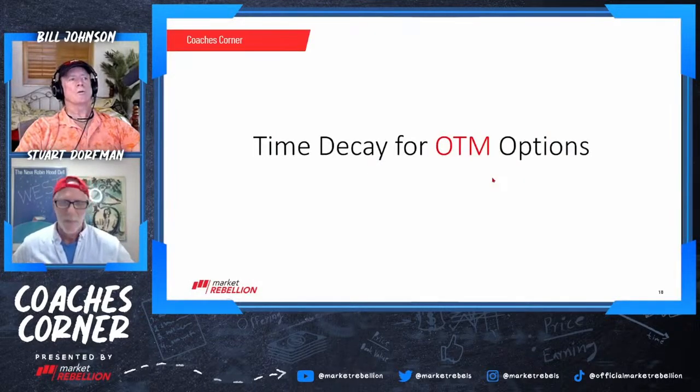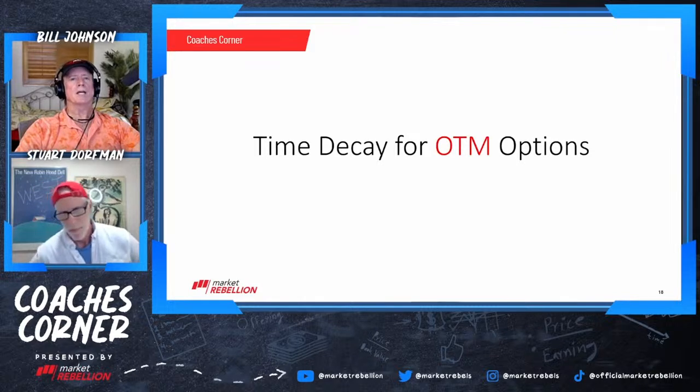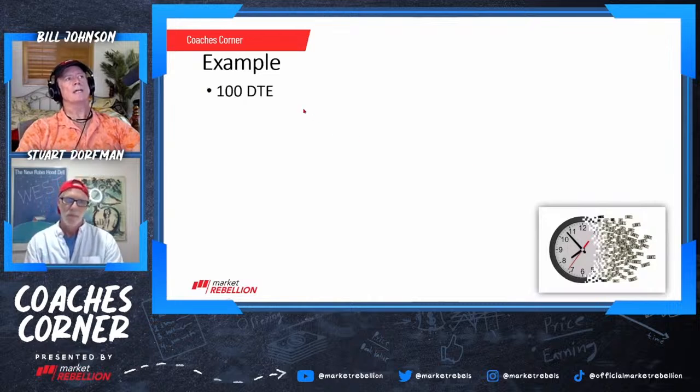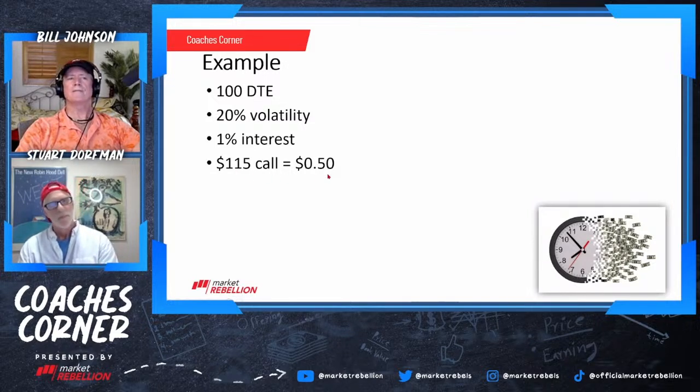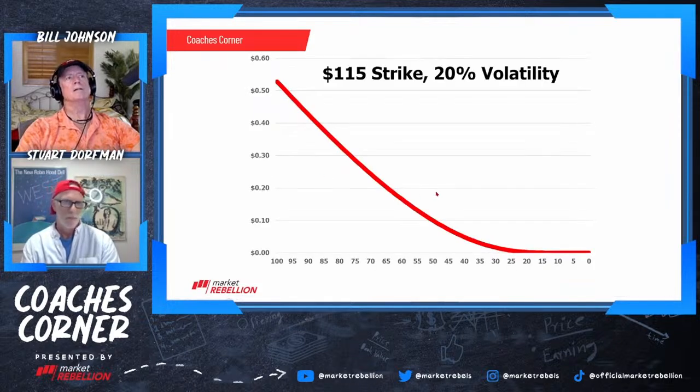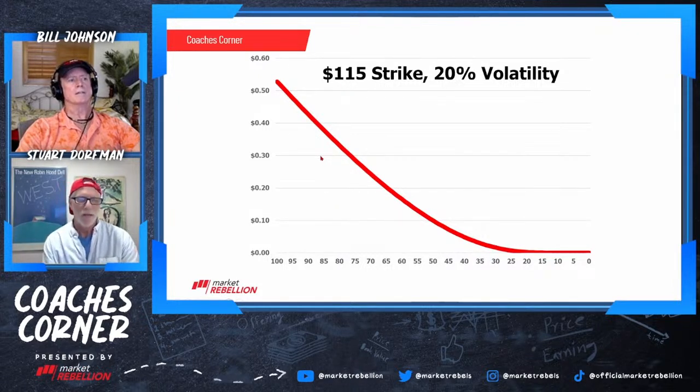So now let's turn the corner here and talk about time decay for out of the monies. As we said, it's going to be different, and that's what a lot of people fail to recognize. So let's put 100 days to expiration, 20% volatility, 1% interest, and I've got a 115 call priced at 50 cents. Now, this is from a pricing model. So if we put this on a graph, look at that. And Bill, where's the stock on this? I think the stock was 100. It's a 115 strike. It's just out of the money.